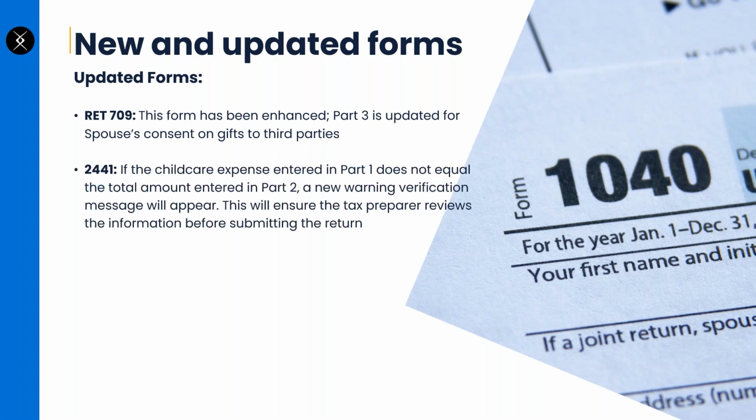And then we have the 2441. This is a great verification update to the form. It's going to look and read that part one, the amount spent in daycare, matches part two. So if there's a mismatch, it's going to come up within verification to say, hey, we have two different values, let's go ahead and check that. So great verification warning coming up with the 2441.